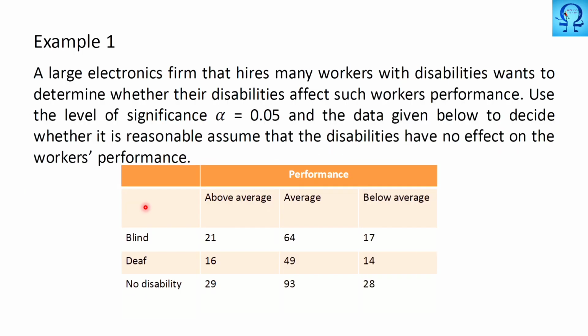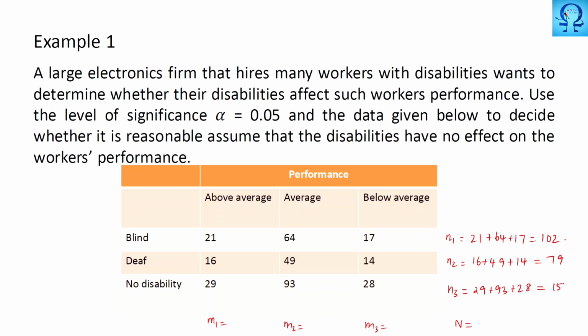Here, the first thing you have to do is make a table and calculate the n1, n2, n3 values, as well as m1, m2, m3. Here we have three rows and three columns and the total. So n1 is the sum of 21 plus 64 plus 17, which is 102. In a similar way, it is 16 plus 49 plus 14, which is 79, and 29 plus 93 plus 28, which is 150.